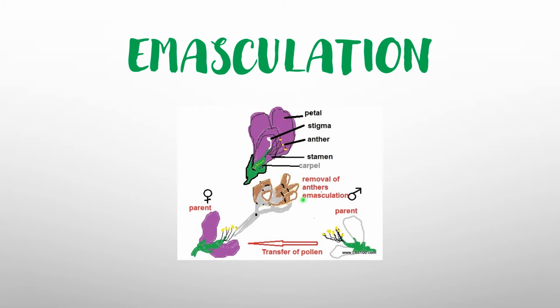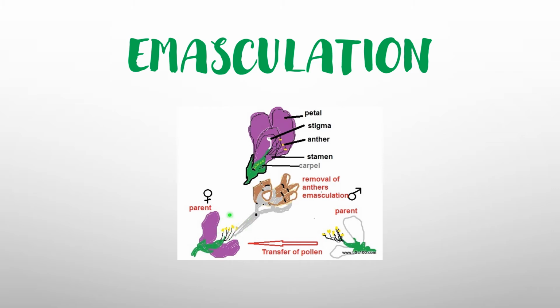Now this was done: removal of anthers, which is emasculation, was done on this flower. That means the male part of the flower was removed and it was left with only the female part. One more male flower was taken, and the pollen grains of this male flower were dusted on the stigma of the emasculated flower. So this is called artificial cross pollination.